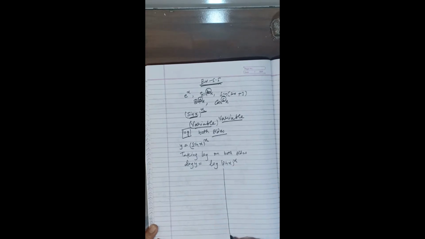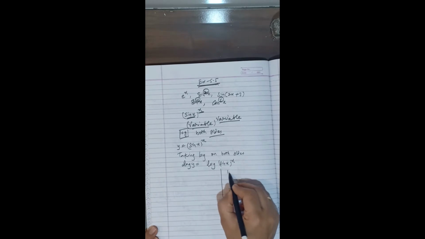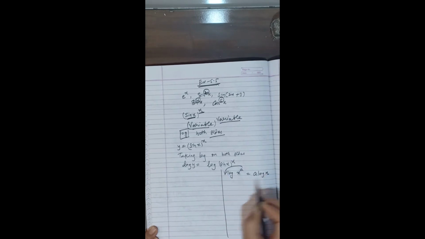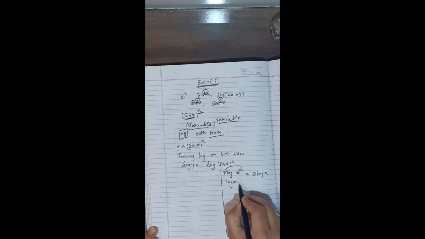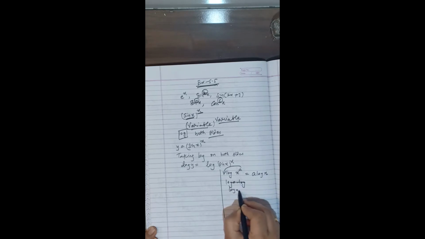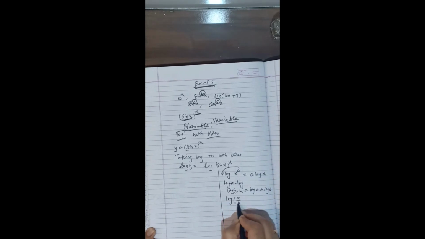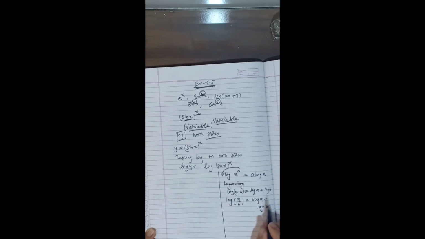Before I proceed with the question, I would like to tell you, if you have been provided with log of x raised to power a, then this exponent will come here. It will become a into log x. Then log of a into b will be log a plus log b. Log a upon b will be log a minus log b. These are very brief logs which I am telling you, because these much you will be needing in the questions.